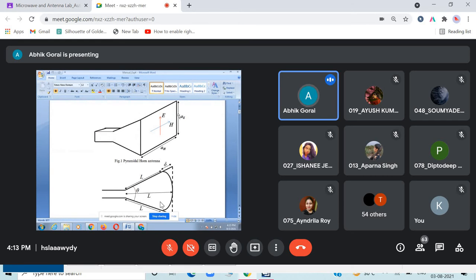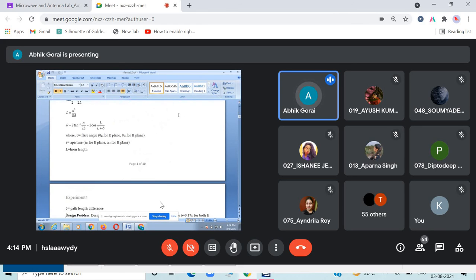In both the planes, all the parameters remain the same. That is, theta is the same, L is the same, delta is the same. And this is a pyramidal horn antenna. It is flared from both sides, along both the E plane and H plane. That is why it is a pyramidal horn antenna. Had the waveguide been flared only in the E plane, it would have been called an E plane horn antenna. Or if the rectangular waveguide is flared along the H plane, it would have been called an H plane horn antenna. Since it is flared in both the planes, it is a pyramidal horn antenna.